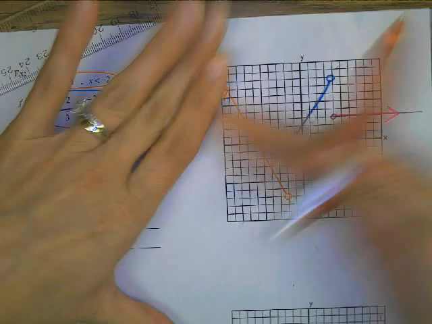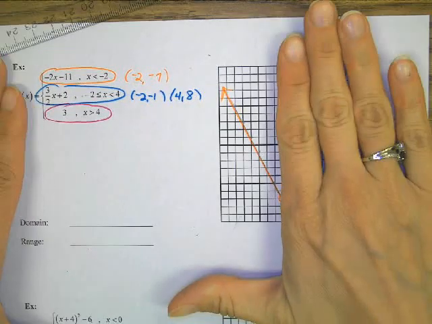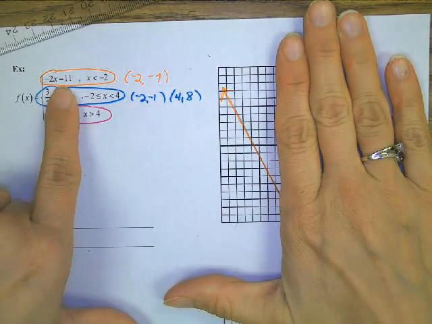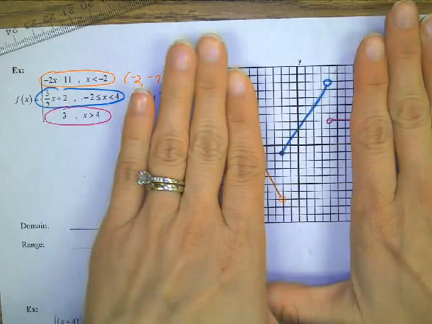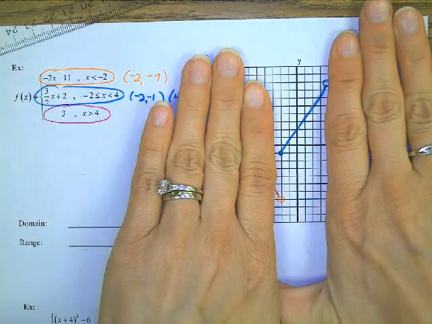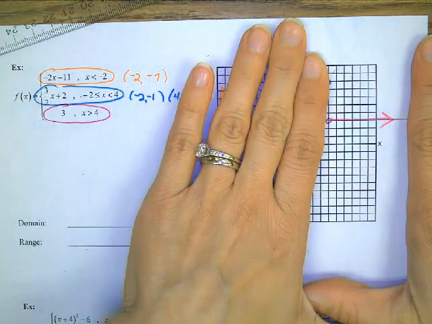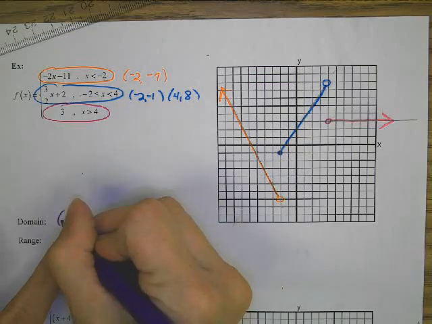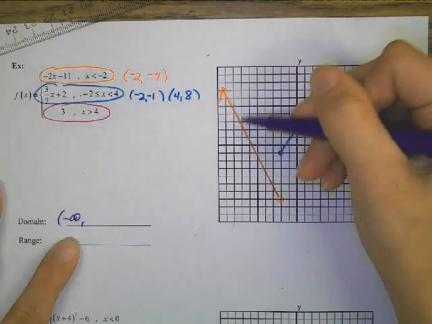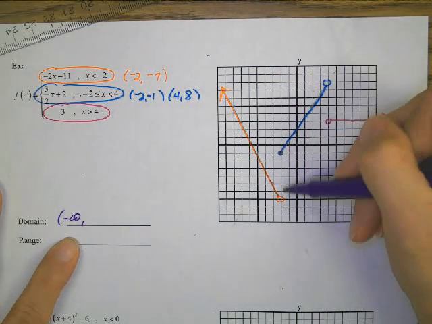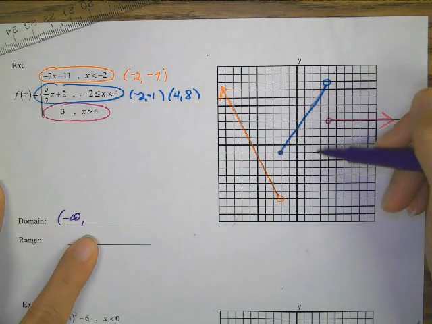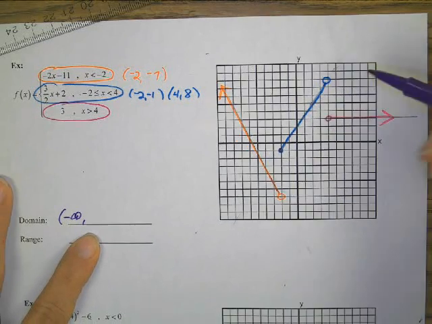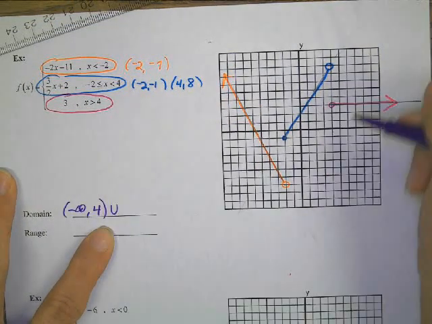Looking good. Domain starts at negative infinity. Is -2 being used? Yes, so keep going. Is 4 being used? No, we'll stop at 4. Union, pick it up again. 4 to infinity. Smallest y value here is -7, but with parentheses. And if you go up, up, up, it goes up forever, so up until infinity.